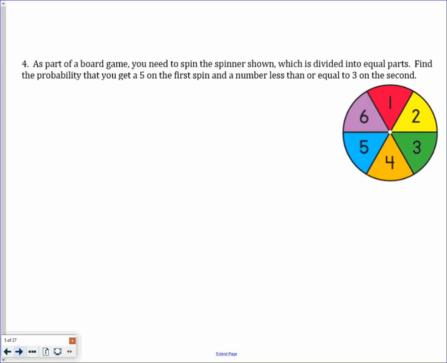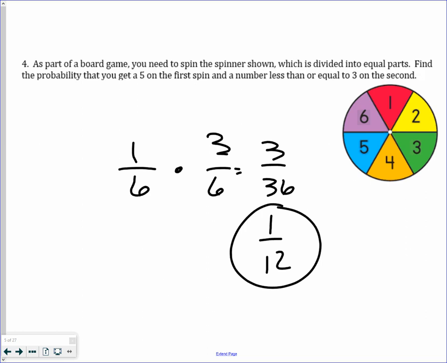As part of the board game, you use a spinner shown, which is divided into equal parts. Find the probability you will get a 5 on the first roll. There's a 1 out of 6 chance that you're going to get a 5. And so I'm going to multiply, a number less than or equal to 3. Well, there are 3 out of the 6. So 3 out of 36, and you must reduce all fractions.